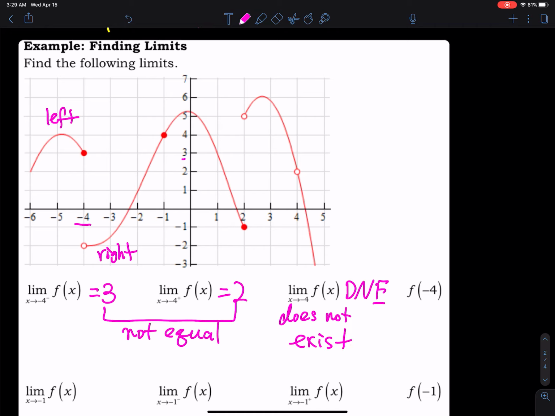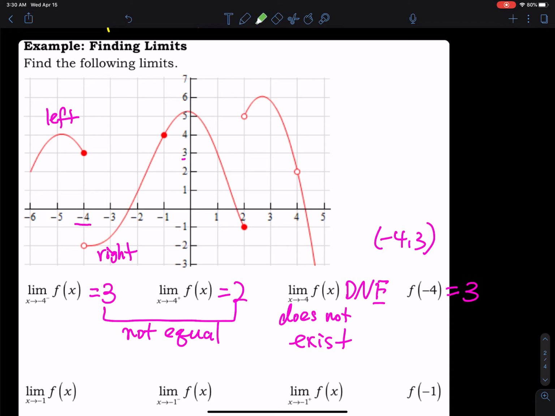What about f of negative 4? f of negative 4 is equal to 3, because negative 4 comma 3 is a solid point right here. When x is equal to negative 4, we have one solid point. Let me erase that so you can see it. That's why f of negative 4 is defined.